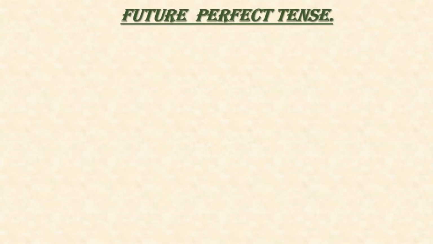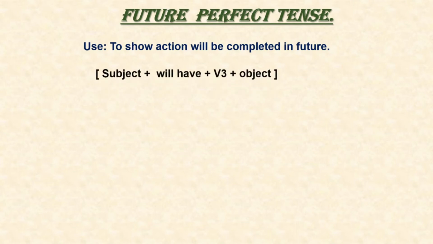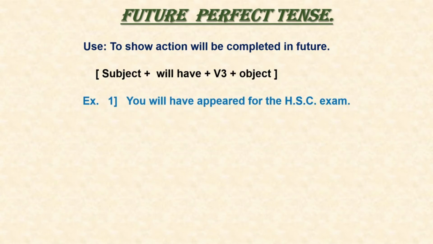Next we have future perfect tense. When to use it? To show action will be completed in future. The action will have been finished in future. And what is the formula? Subject, will have plus V3 and object. Look at the example. You will have appeared for the SSC exam. Means what? You will have appeared for the SSC exam in March.